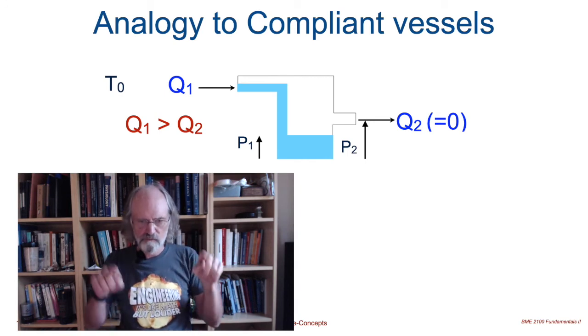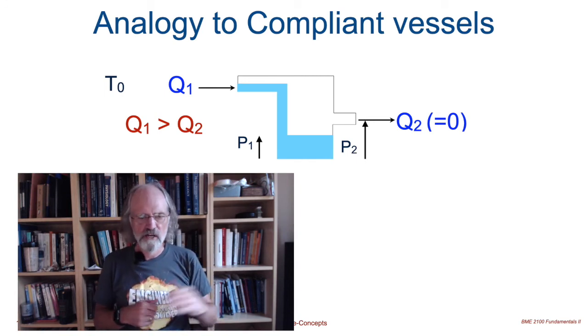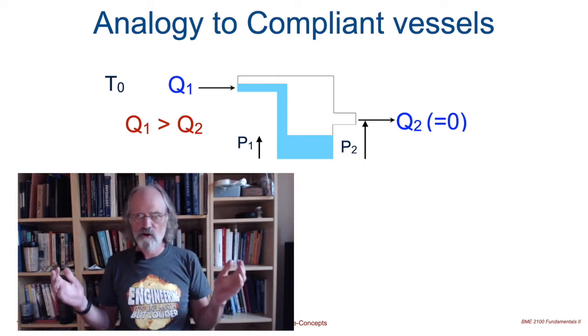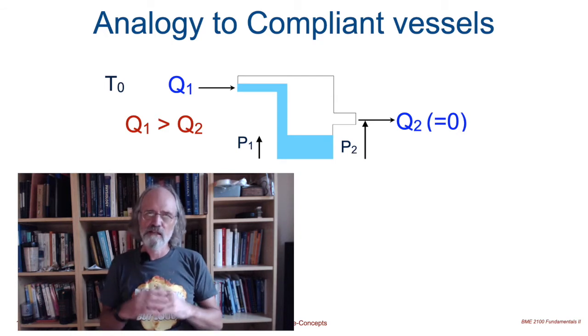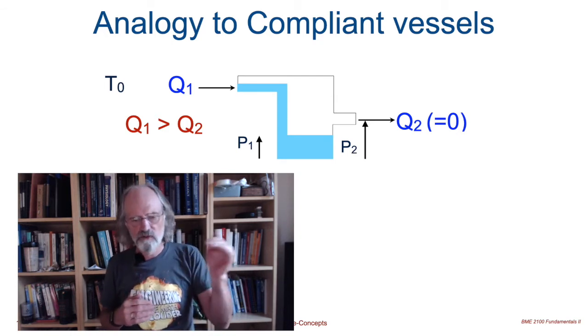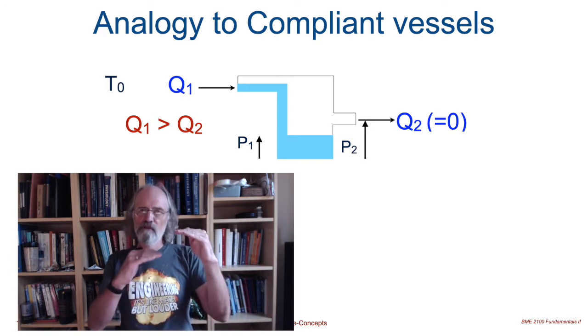So the black line on the outside is the container. We have water flowing in, Q1, and at the moment, Q2 is 0 because the level at the right-hand side is not high enough. So as Q1 flows in, it's larger than Q2. It'll keep flowing in, and the volume will go up.